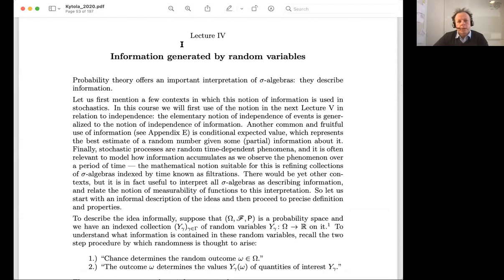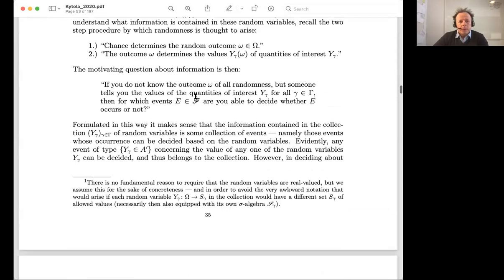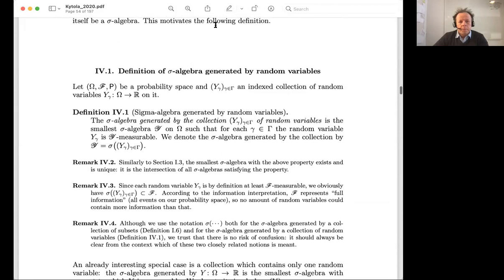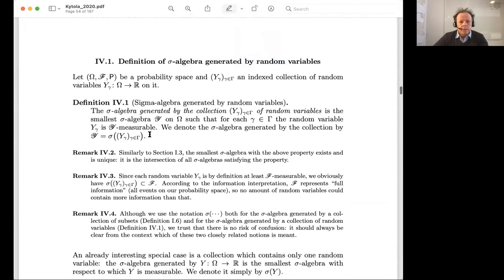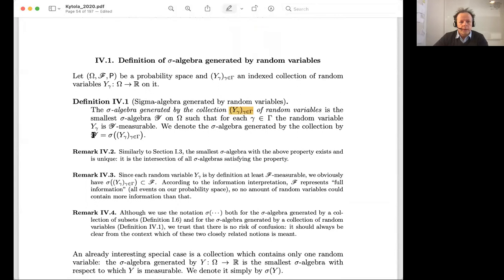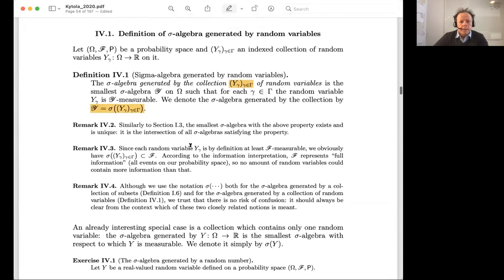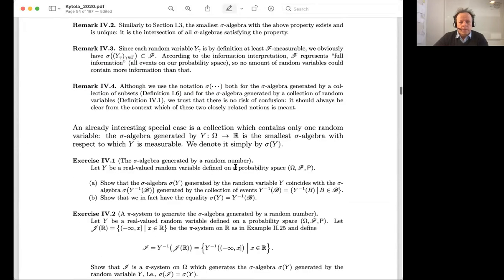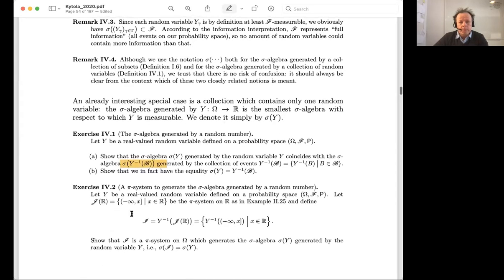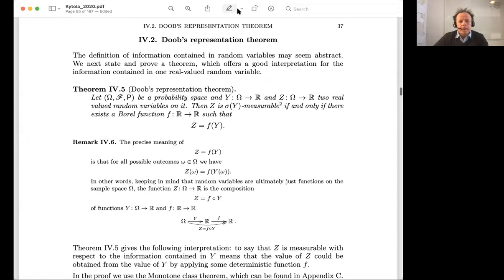We are here in lecture number 4, and we looked at the definitions, the sigma algebra generated by these, and then we looked at the case where we only have this one random variable, and we did this exercise here. We didn't do this one. Then here is the key theorem, Doob's representation theorem, that says that yes, there exists this function little f, and we can represent Z in this form.